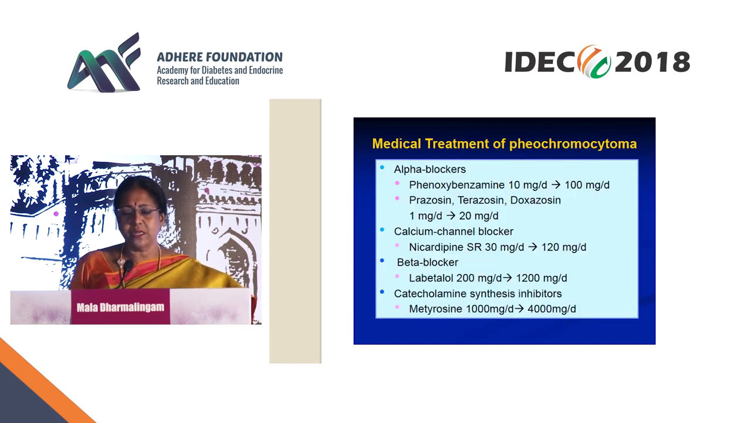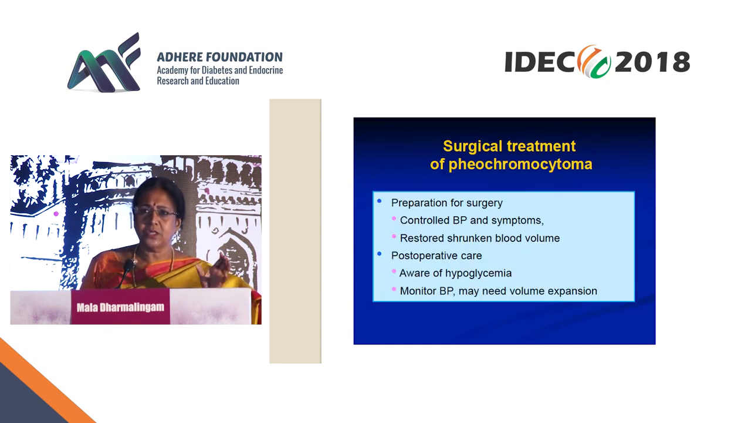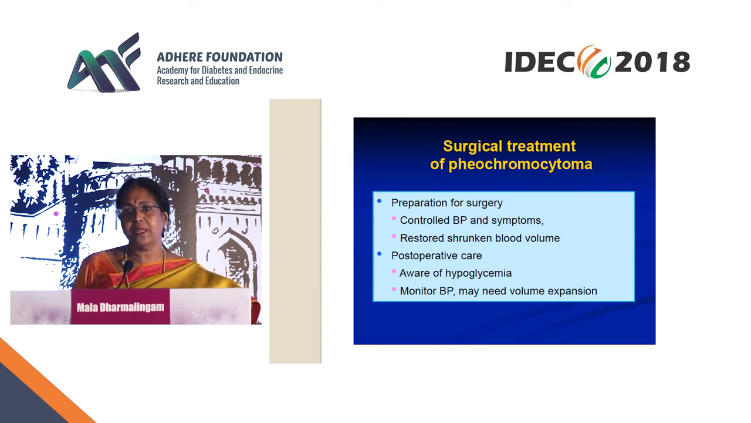I won't go into medical treatment. You can give alpha blockers. Once they are adequately blocked, give them beta blockers. And then make up enough of plasma volume, as it will be constricted. And then only plan for surgery, because just touching the tumor during surgery can precipitate a hypertensive crisis, and you may lose the patient. It's a difficult one.